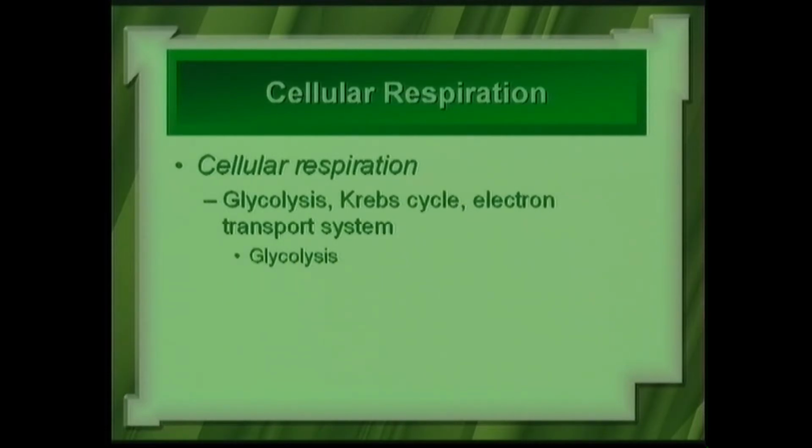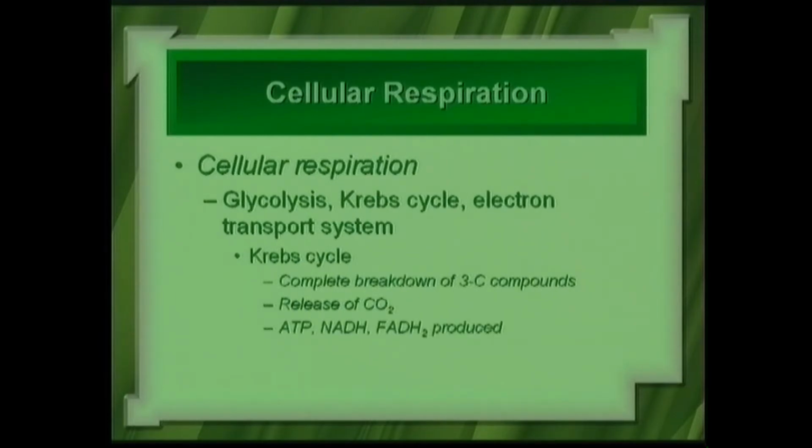So glycolysis, like we just said, is a breakdown of glucose to 2, 3-carbon pyruvic acids or pyruvates. We have NADH and ATP being produced during glycolysis as well. And during the Krebs cycle, you have the extended and complete breakdown of those 3 carbon compounds, either pyruvate or pyruvic acid, and you have the release of carbon dioxide gas. You also have the generation of ATP, NADH.